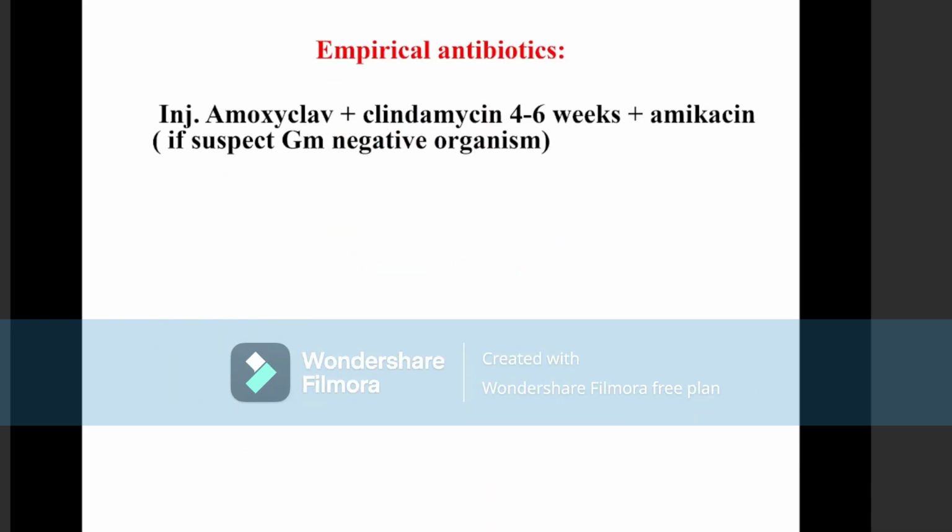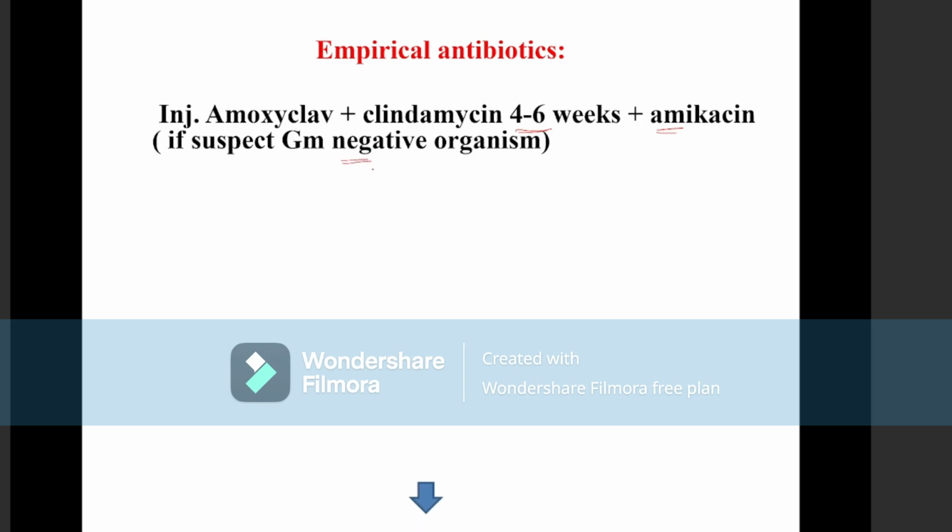Now, come to the empirical treatment. When you suspect a patient of lung abscess, before aspiration, we start empirical antibiotics, and the antibiotic of choice is amoxicillin plus clindamycin, as we have to give anaerobic and aerobic coverage, and it is continued for 4 to 6 weeks. And we can also give amikacin if we suspect aspiration pneumonia or a gram-negative organism.